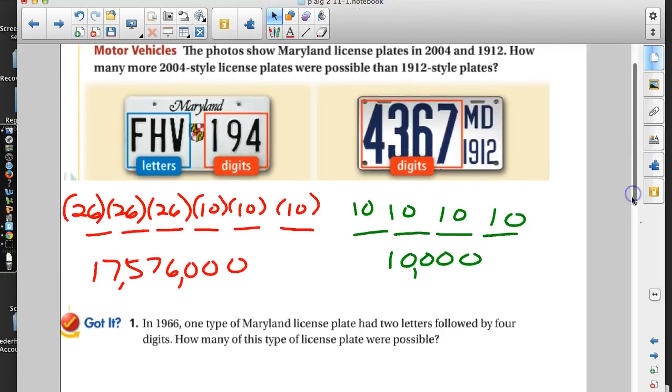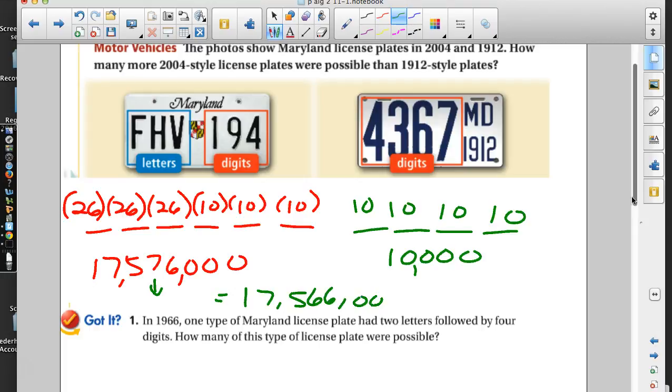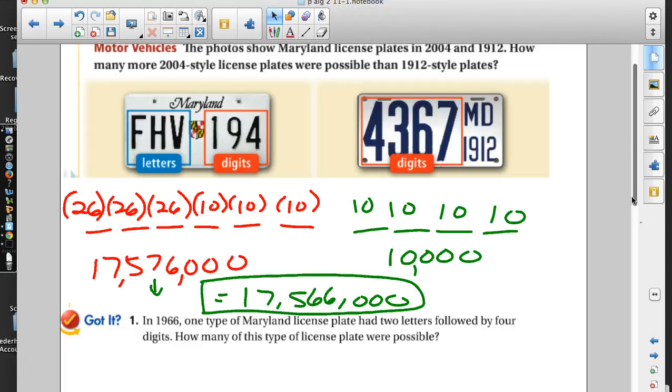So they want to know what's the difference between the two, which would mean we're going to take our 17,576,000 and we're going to subtract 10,000 from that. So that means we're just going to subtract a 1 from this 10,000 slot. There's our answer. 17,566,000 license plates. That would be it.